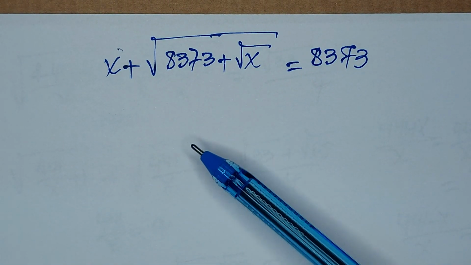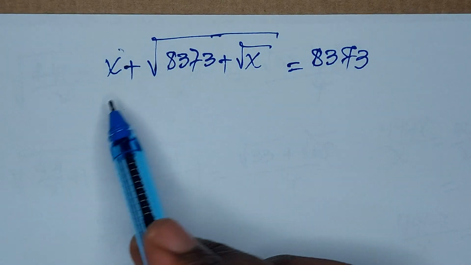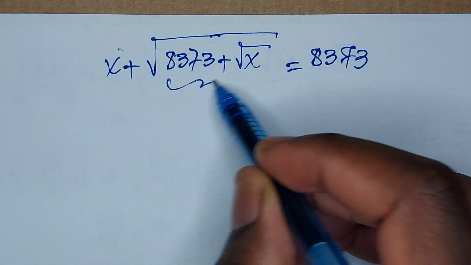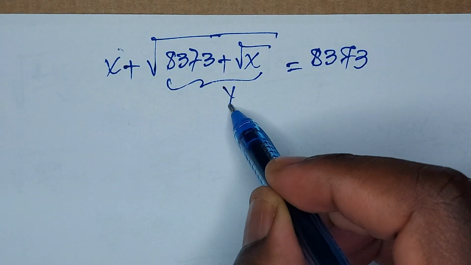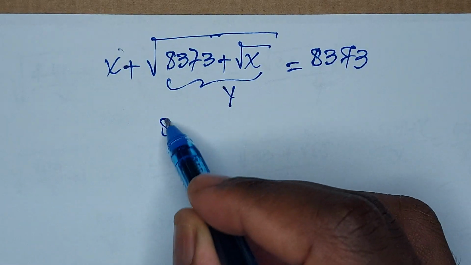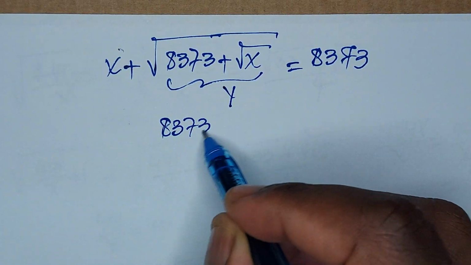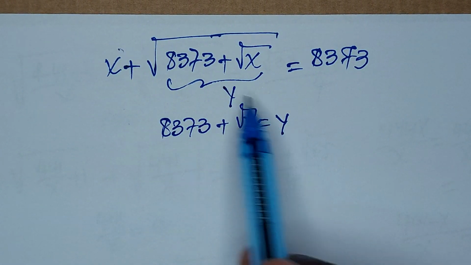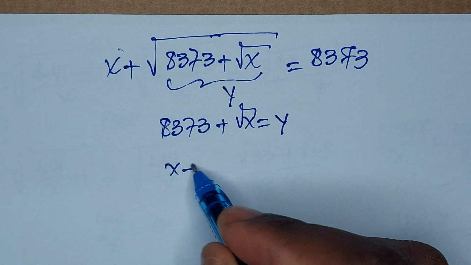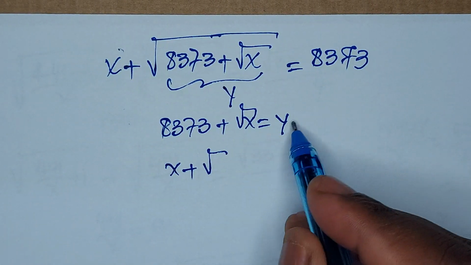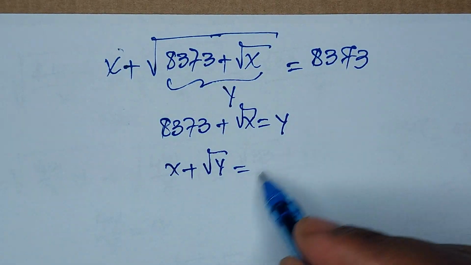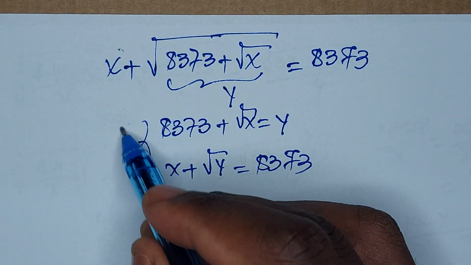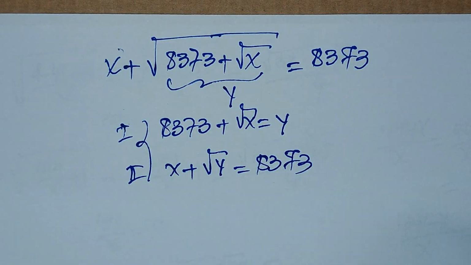Well, to start, guys, I'm going to make a substitution to make it easier to solve. I'm going to say that this part here is going to be y. So 8373 plus square root of x is going to be y. Since this is y, it means that x plus the square root of what I call y is going to be 8373. Okay, simultaneous equations. Let me say this is my first equation, this is my second equation.